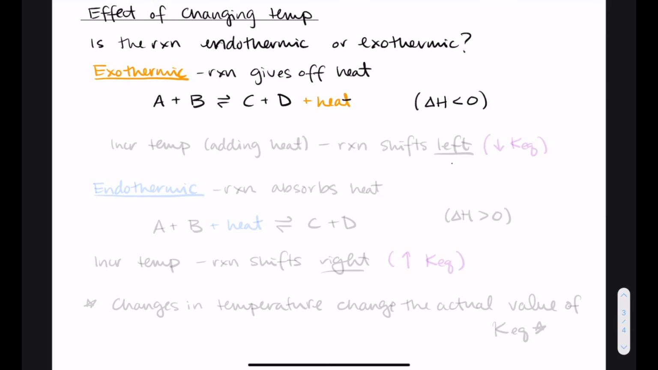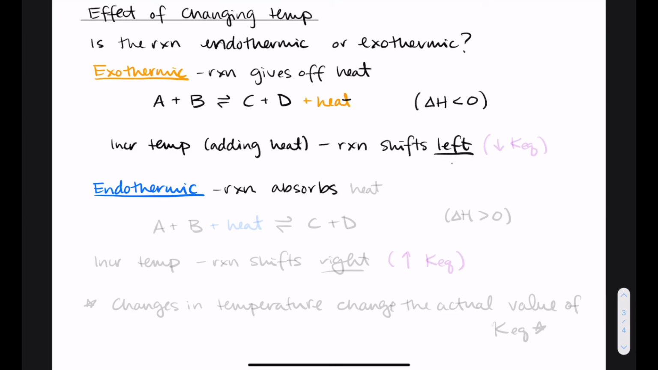But if a reaction is giving off heat, you can kind of think about heat as a product of the reaction. So A plus B in equilibrium with C plus D plus heat. So if this is exothermic, heat is a product. The way that you will see that indicated, if it doesn't say the word exothermic, it will say that delta H is less than 0. So delta H is the change in enthalpy, which again, something that's going to come up in a later module. But if the change in enthalpy is negative, that means it's giving off heat.